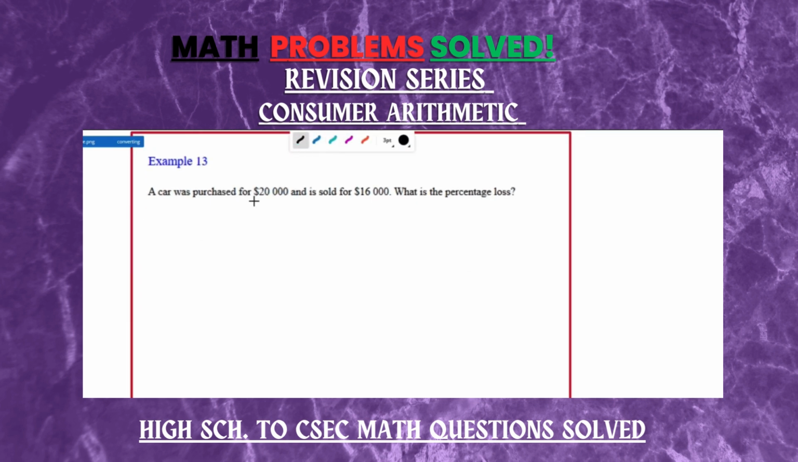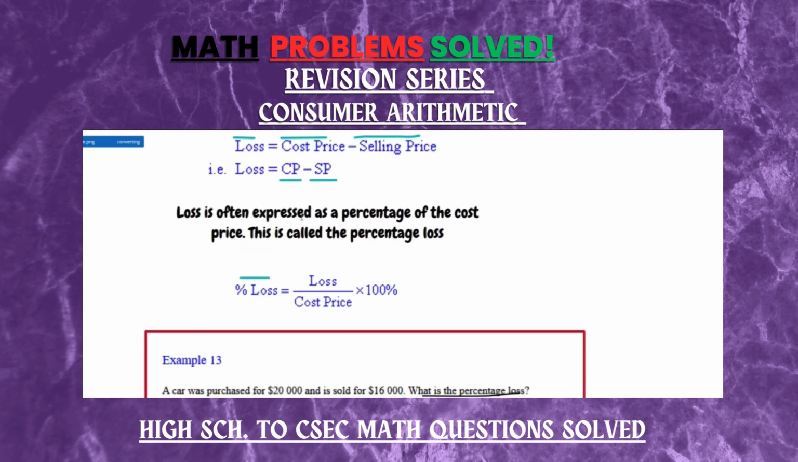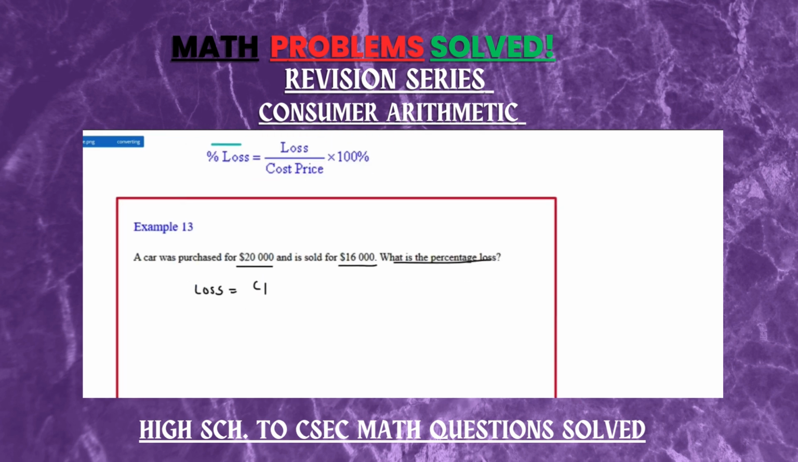A car was purchased for $20,000 and it is sold for $16,000. So what's the percentage loss? First of all, we will find the loss amount, right? To find the loss amount, we always subtract the selling price from the cost price. Here you can see cost price minus selling price.